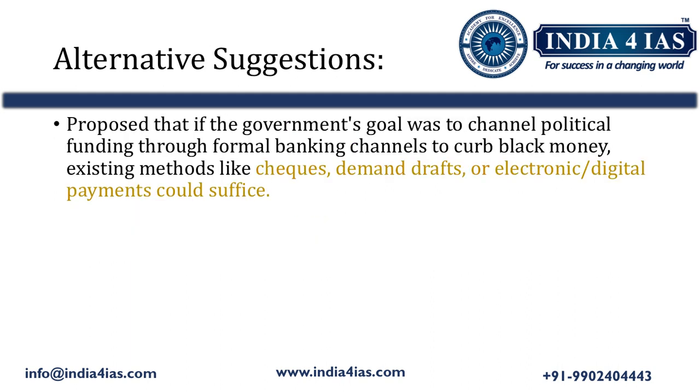In order to avoid such issues, the RBI also suggested alternative methods. If the government wants to reduce corruption in electoral funding and increase transparency, it can go for methods like cheques, demand drafts, or electronic or digital payment methods, which are more than sufficient to curb corruption and increase transparency in political funding. So these are the arguments put forward by different parties against the electoral bond scheme.